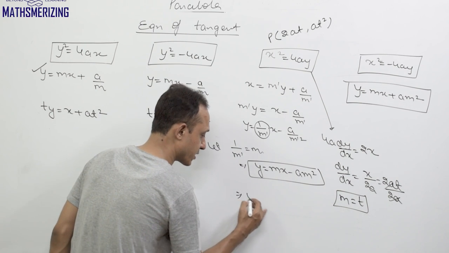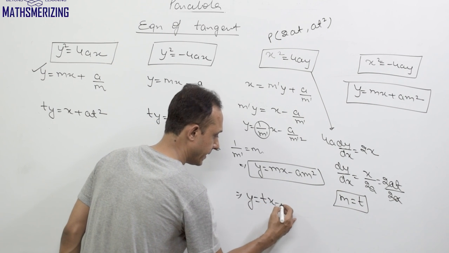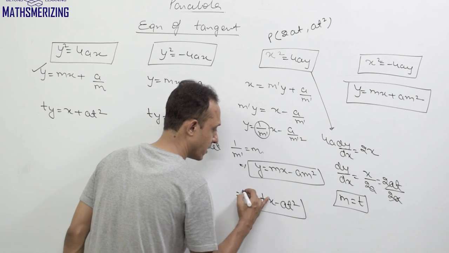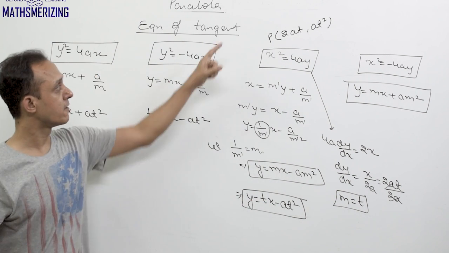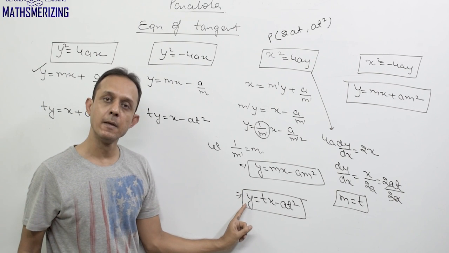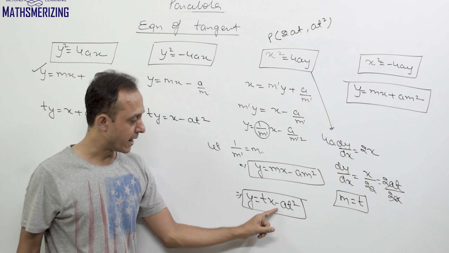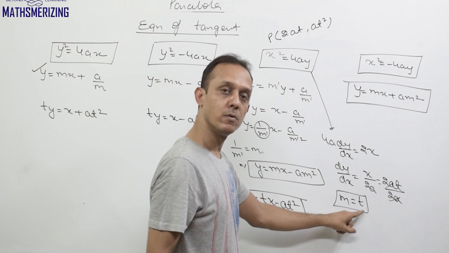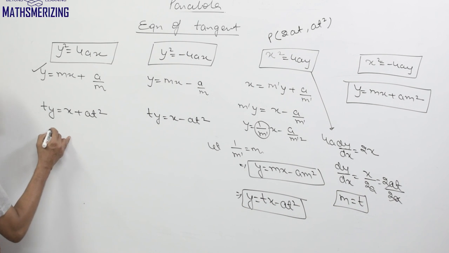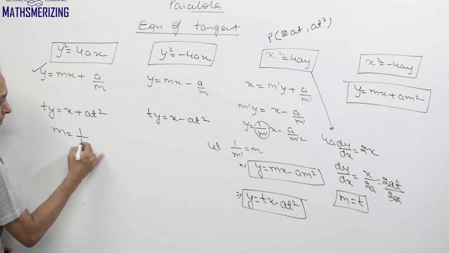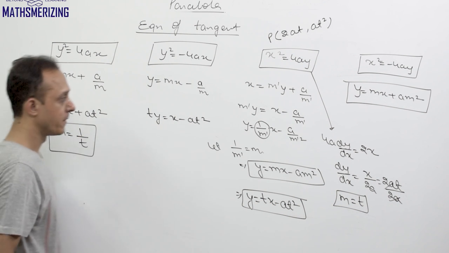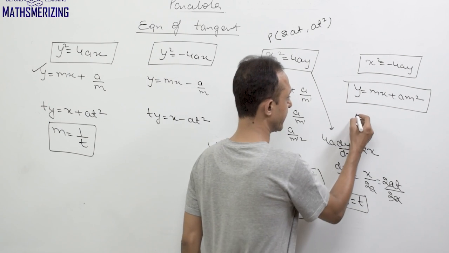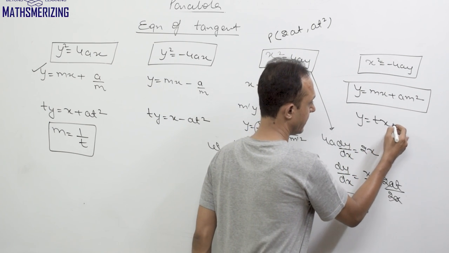We can write this equation as y equals tx minus at square. So for this third form, equation of tangent in terms of parameter t will be y equals tx minus at square. Now for this third form, m is equal to t, and for this first form, we know slope of tangent is actually 1 upon t. And for this fourth form, we can write this equation as y equals tx plus at square.